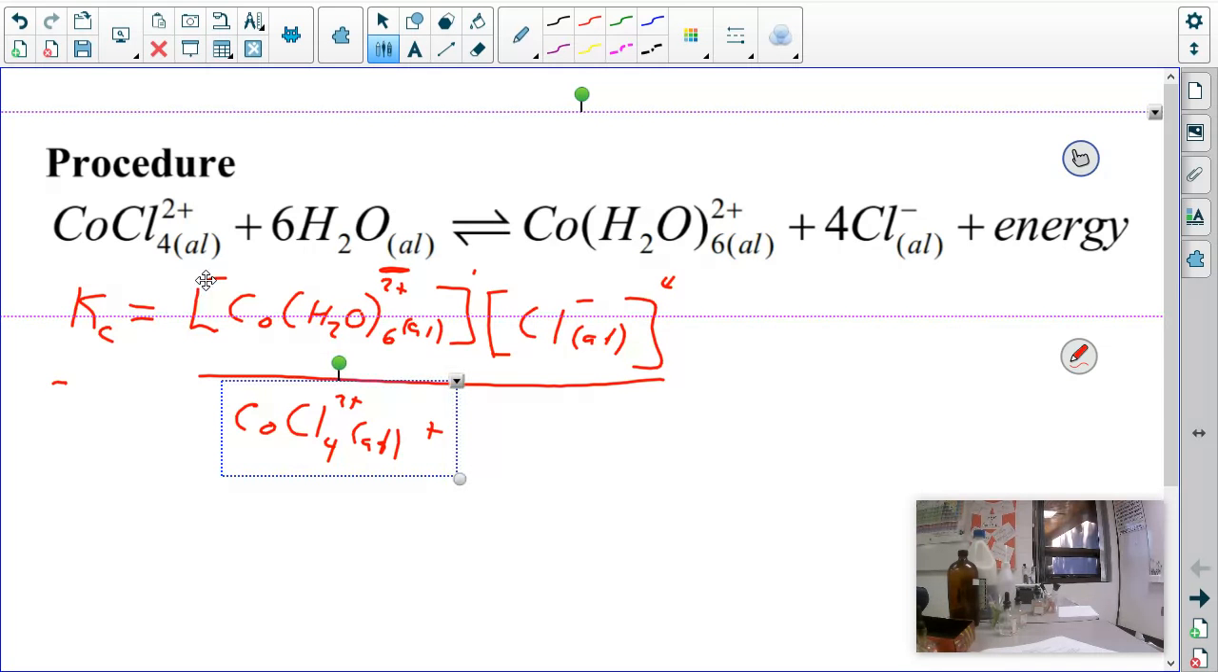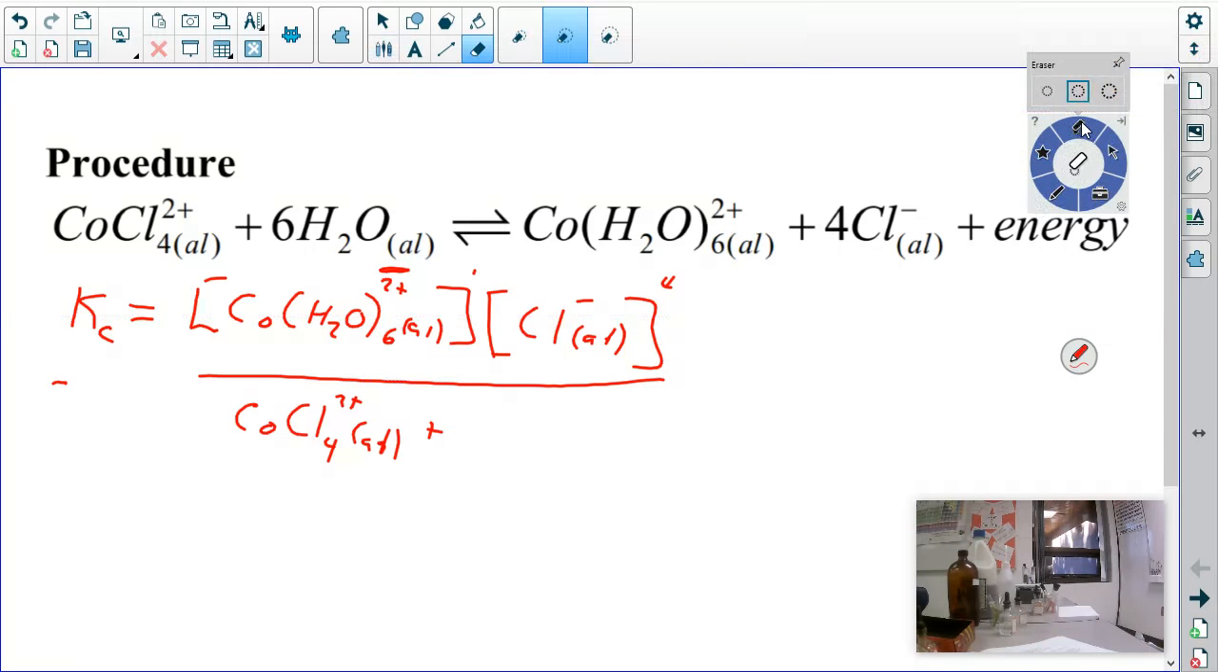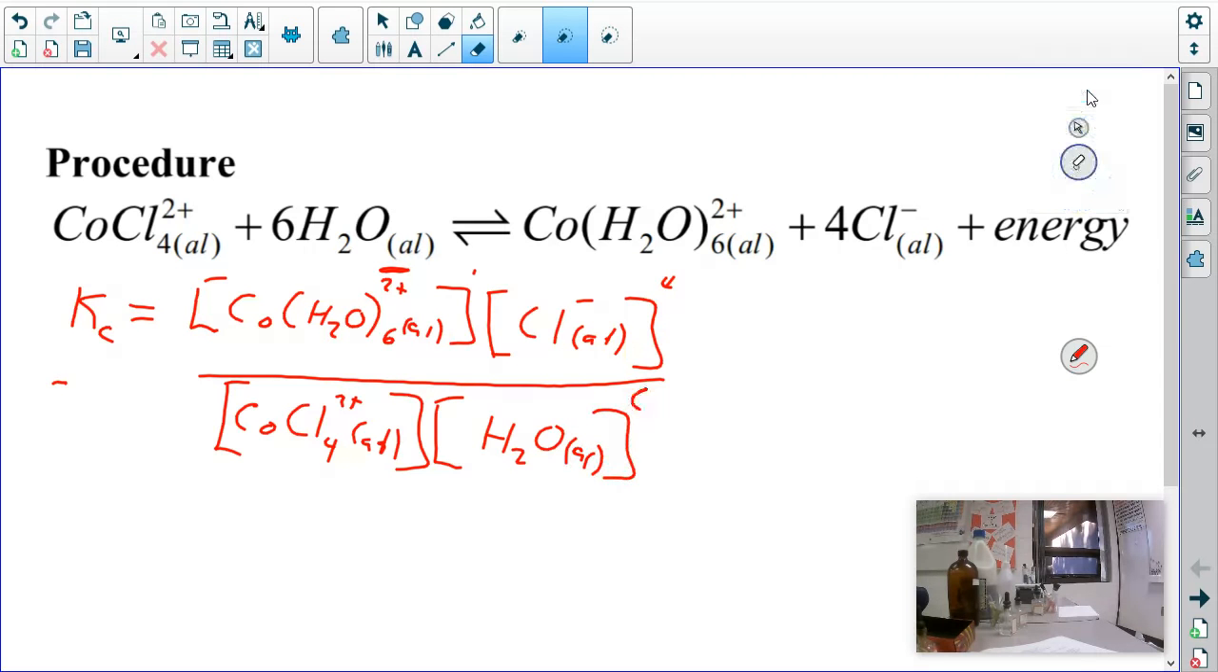And in this case, we do include the water because it's not liquid water. It is water that has been dissolved in another substance. If it was liquid water, we would not include it. But it's not liquid water. It is, as I said, water dissolved in a second solution.